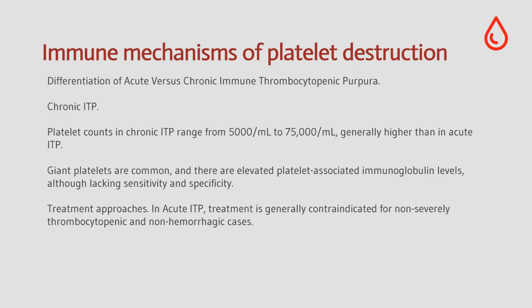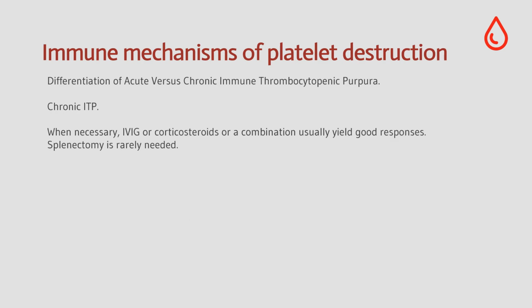Now, let's explore treatment approaches. In acute ITP, treatment is generally contraindicated for non-severely thrombocytopenic and non-hemorrhagic cases. When necessary, IVIG or corticosteroids or a combination usually yield good responses.